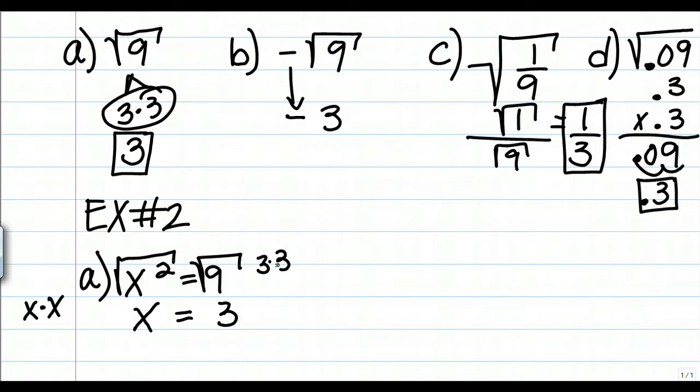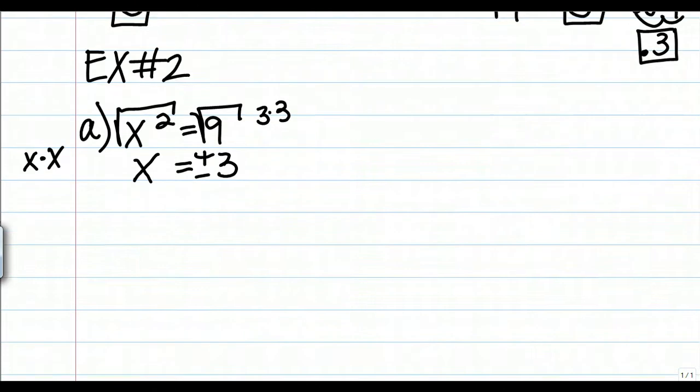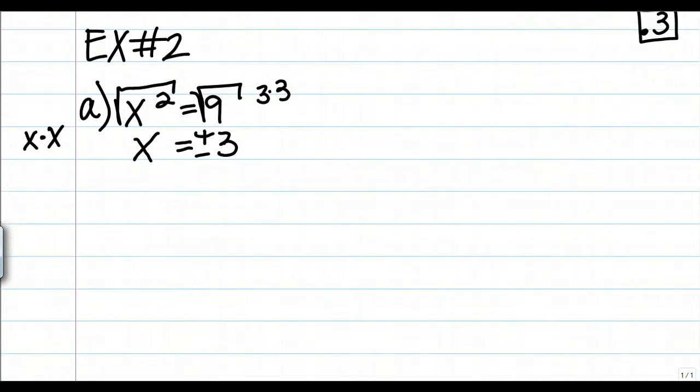However, since you square rooted both sides, there's a rule that says that you have to write plus or minus 3. So whenever you square root both sides of an equation, you have to write plus or minus 3. Here's the reason why. Wouldn't negative 3 times negative 3 also be 9? Sure, because a negative times a negative is a positive. So you're not sure if it's a positive or a negative answer, so you have to write plus or minus whenever you square root both sides.